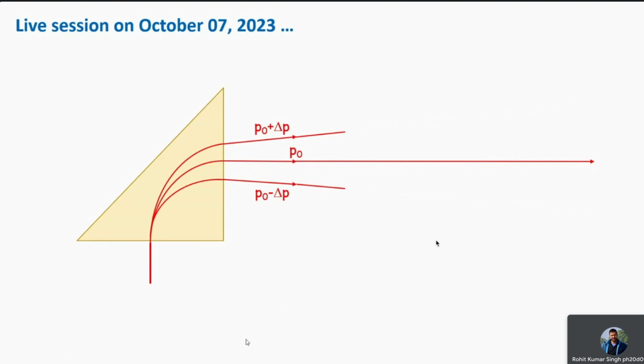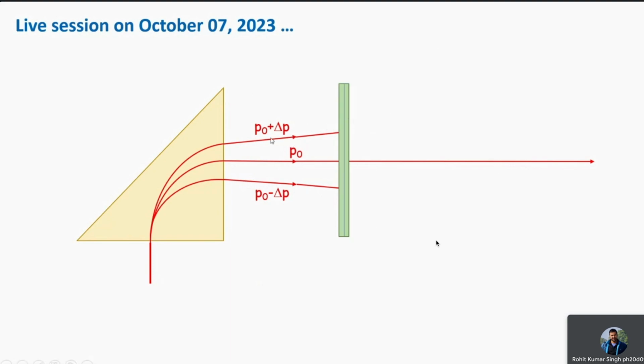Now we want to focus it because these are dispersed. So if we leave it in this fashion only, these particles will go far and far from the design orbit, and at a certain location they can hit the vacuum chamber. So we have to focus it. So definitely for focusing we need some quadrupole magnet.